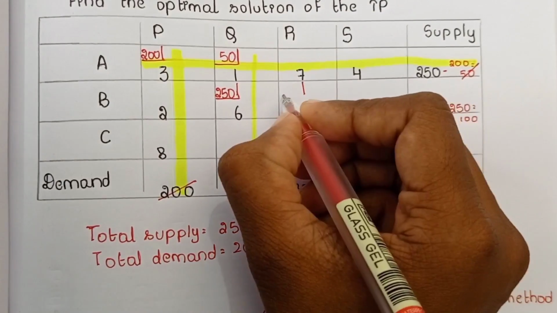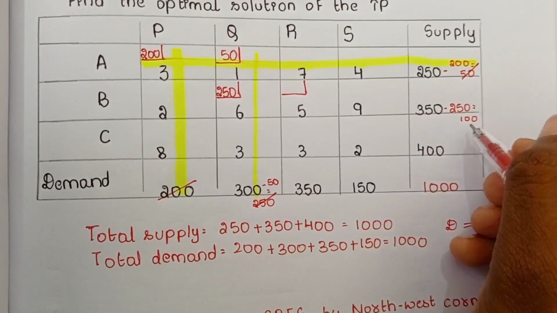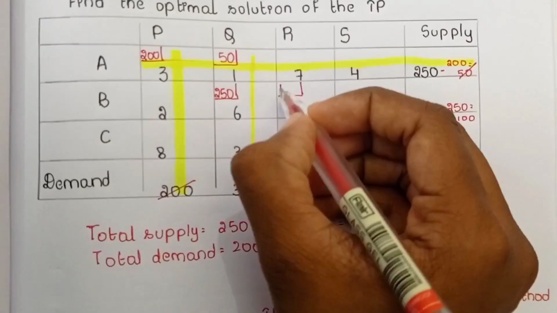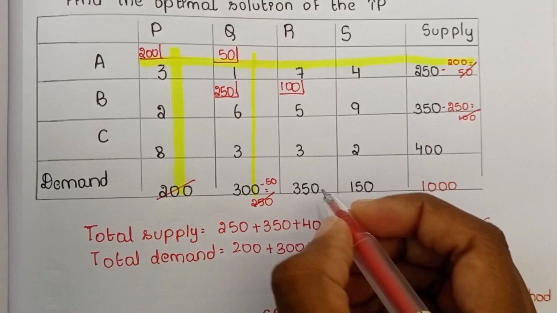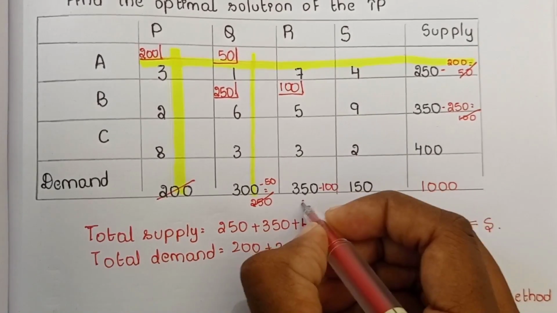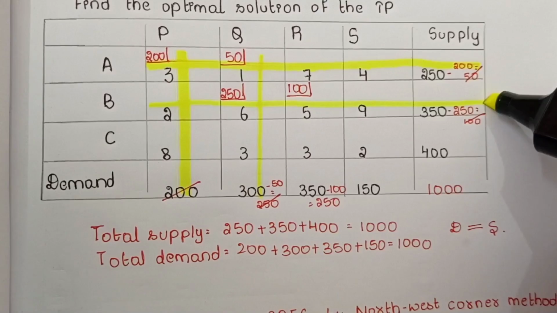Here, the northwest corner is here. We have to check the demand and supply. The demand is 350 and the supply is 100. The minimum value is 100, so I will allocate that 100. I have given everything here, so I will strike this off, and I have to deduct that 100 from 350. So 350 minus 100 is equal to 250. As I have given everything in this row, I will strike off this row.